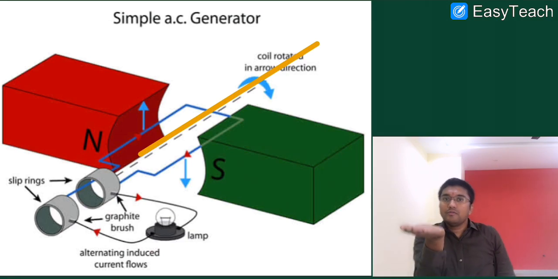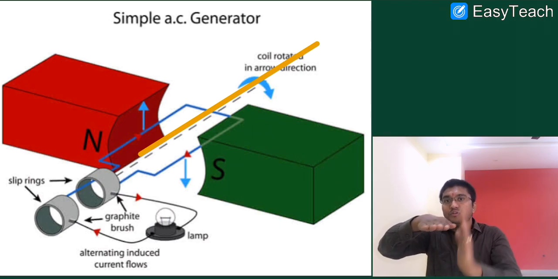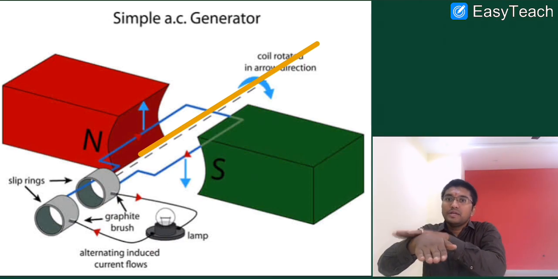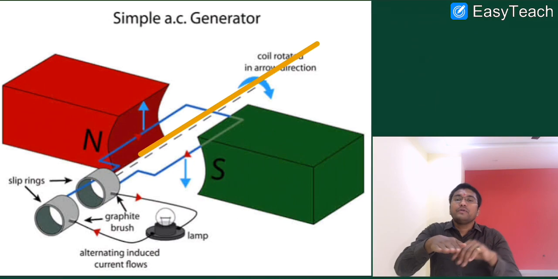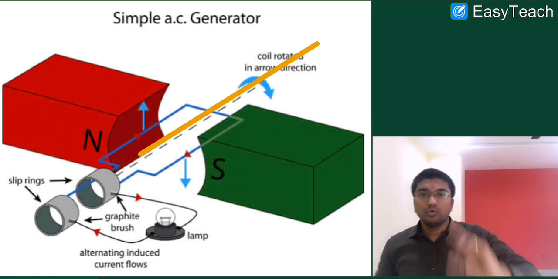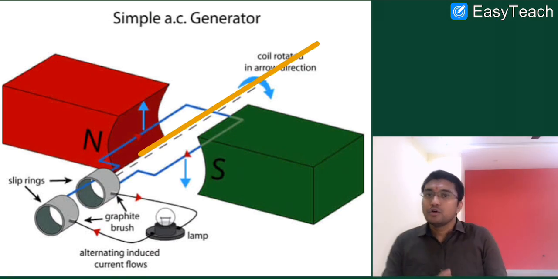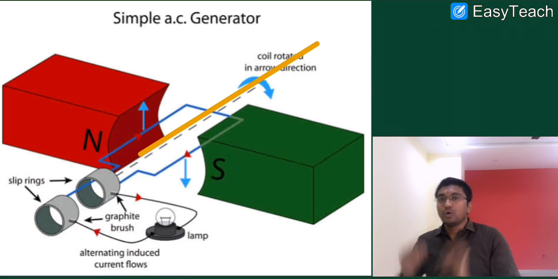When the coil rotates 180 degrees, the direction of forces will change. The arm which was toward the north is now toward the south pole, so the direction will be downward. In that way, the direction of current will change two times. So in one rotation, the direction of current is changing two times. So we can say that the frequency here is simply 2 Hertz.